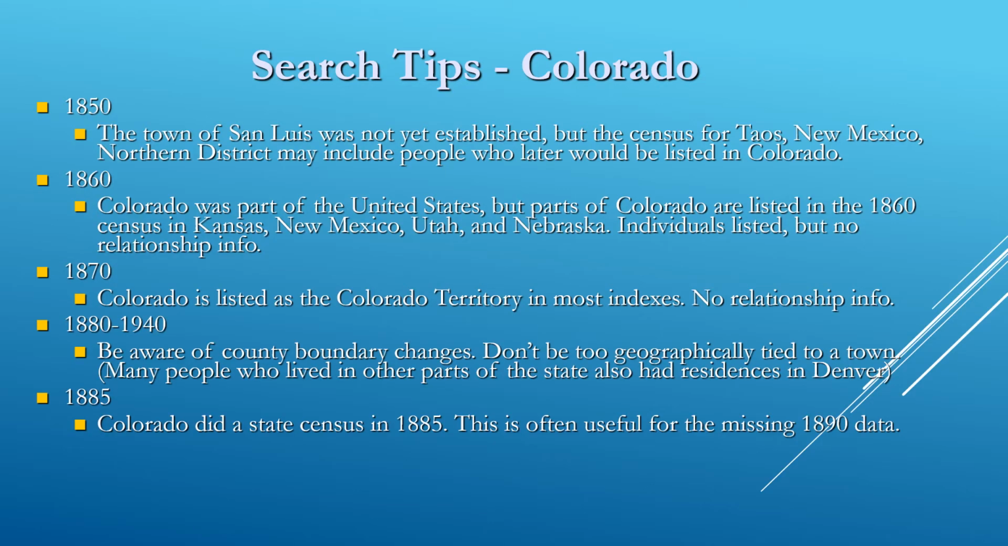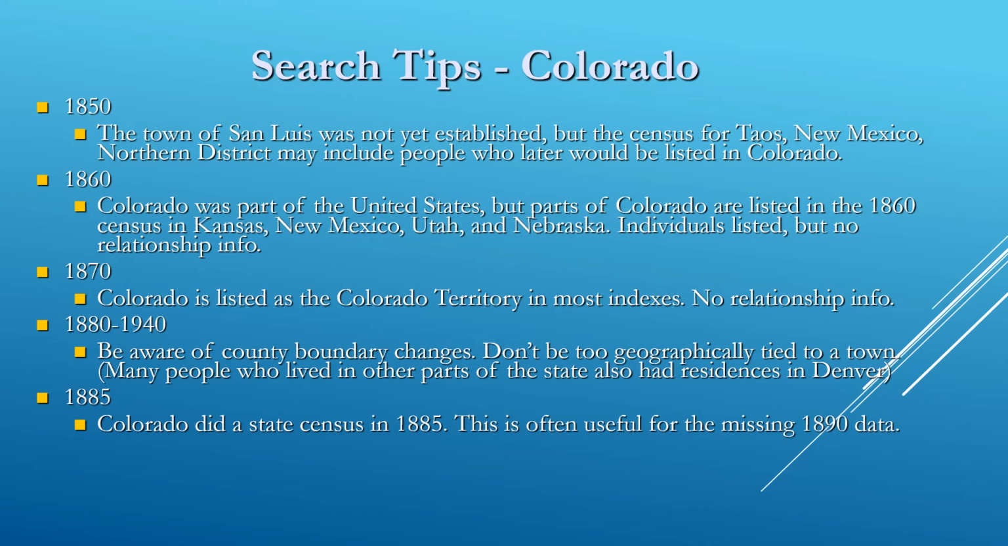So these are more tips just focused on Colorado. The first census that would have people living in Colorado would be the 1850 census, because the southern part of Colorado came into the United States after the Treaty of Guadalupe Hidalgo in 1848. And the town of San Luis wasn't yet established, but there were people living on the census for Taos, New Mexico, the Northern District, that may include people who later were listed as living in Colorado. They may not have even moved, or they may be people who migrated up to Colorado later.